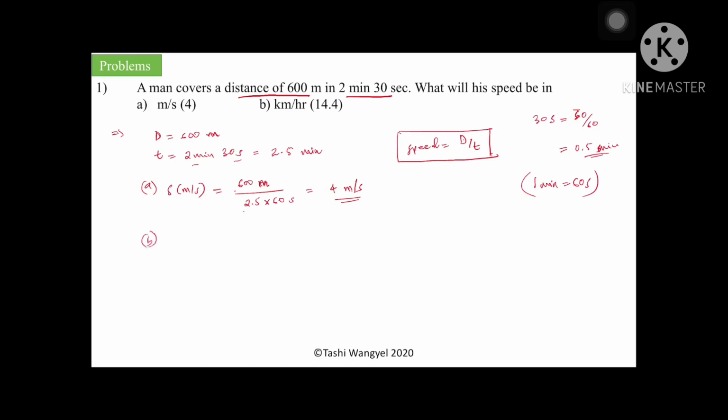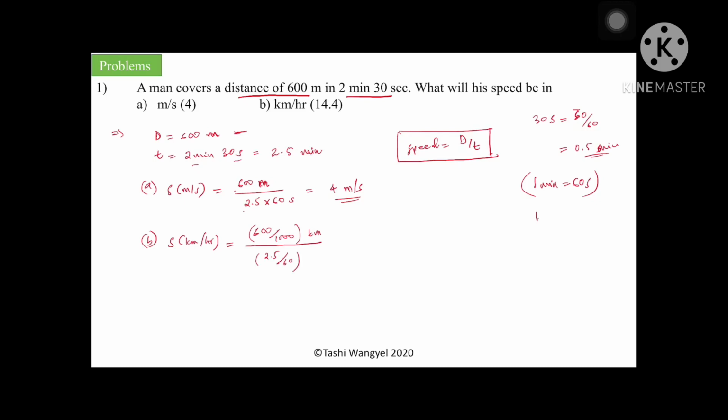Part B asks for the speed in kilometer per hour. The distance is in meters, so we convert meters to kilometers by dividing by 1000. So the distance is 600 divided by 1000 kilometers, divided by the time in hours, so 2.5 minutes divided by 60.